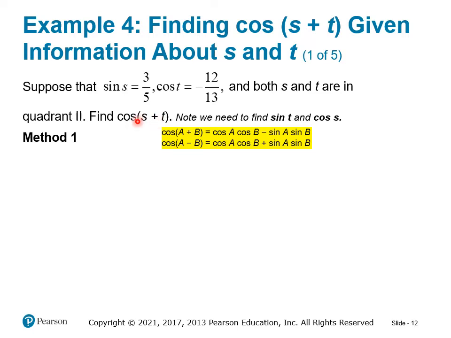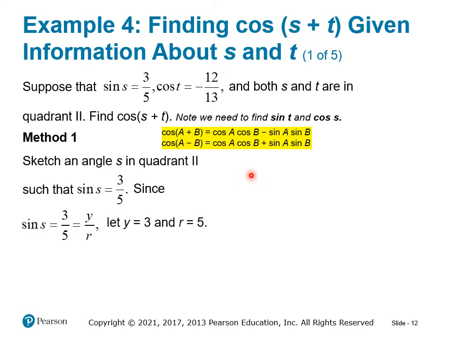We're asked to find cosine of s plus t. Well, we know that the formula for this is cosine s cosine t minus sine s sine t. So we're missing two parts here. We also need sine of t, and we also need cosine of s. So how do we find those? Well, the first method, we're going to use the graphical method, recognizing both of these, by the way, are in quadrant 2.